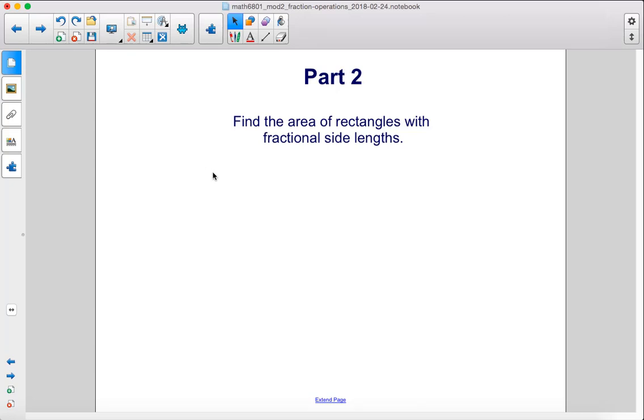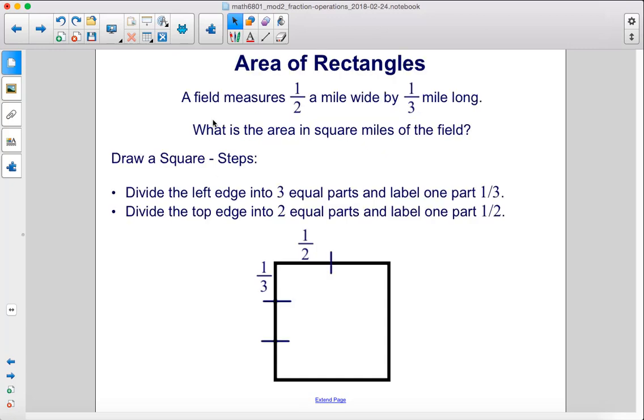2. Find the area of rectangles with fractional side lengths. A field measures 1/2 a mile wide by 1/3 a mile long. What is the area in square miles of the field?